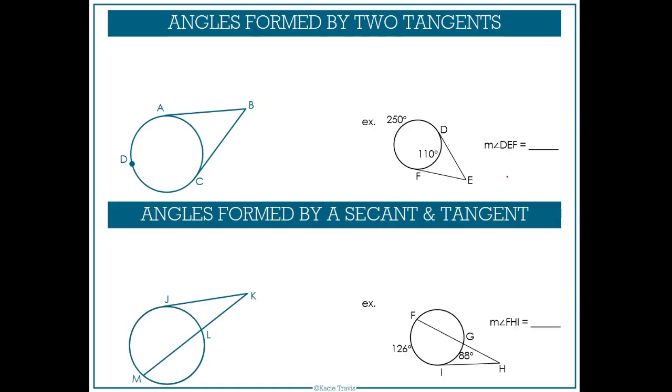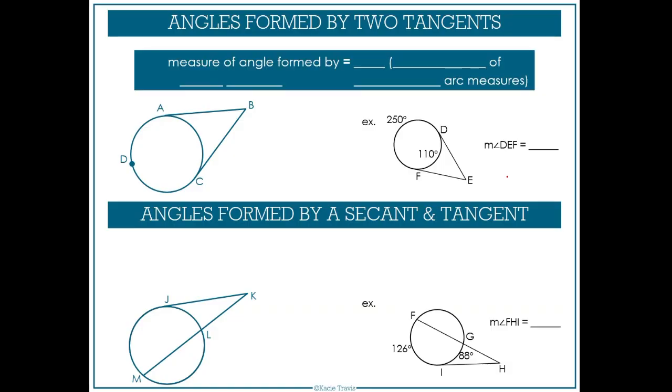Next one that we got on deck here are two tangents forming an angle. So the measure of an angle formed by two tangents is 1/2 the difference of those intercepted arc measures. Now, remember what a tangent is. That's a line that hits from the circumference of our circle out to an outer point outside of the circle. So these two lines here are tangents.